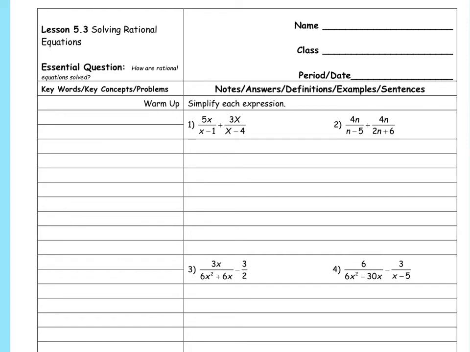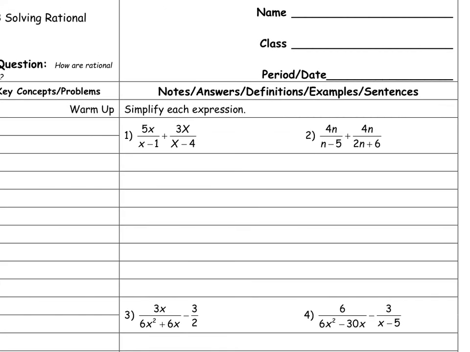Okay, so we're going to go ahead and do this. My common denominator is going to be x minus 1 and x minus 4. Those capital X's are going to kill me. So I'm going to do 5x times x minus 4 plus 3x times x minus 1.